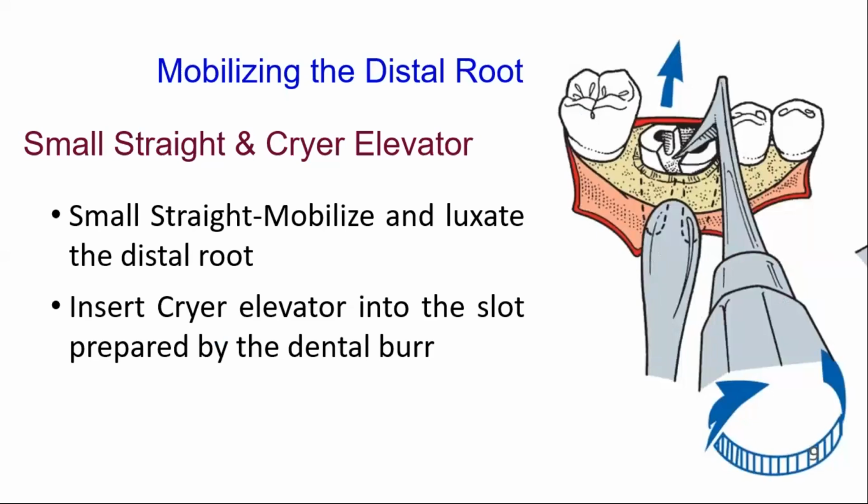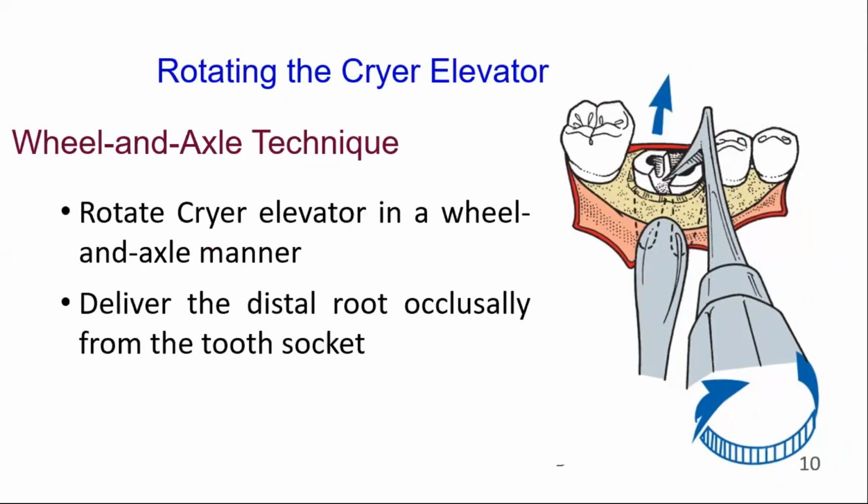This figure shows the Cryer elevator is used to elevate the distal root. The tip of the elevator is placed into the slot prepared by the burr, and the elevator is turned to deliver the root. The Cryer elevator is rotated in a wheel and axle manner, and the distal root is delivered occlusally from the socket. The wheel and axle rotation provides leverage, making it easier to lift the root out of the socket without causing unnecessary trauma. The image shows a Cryer elevator rotation technique.